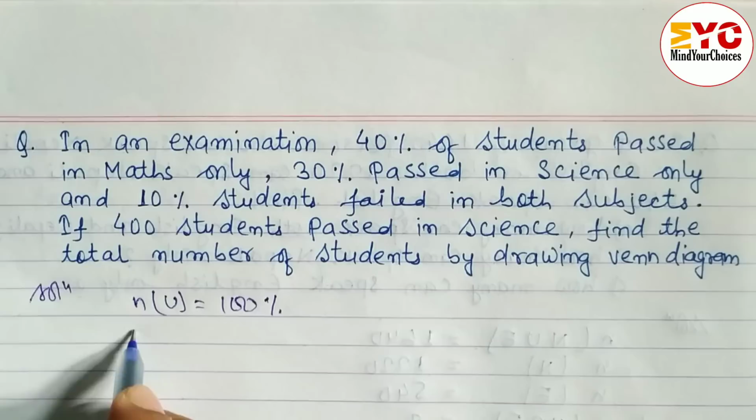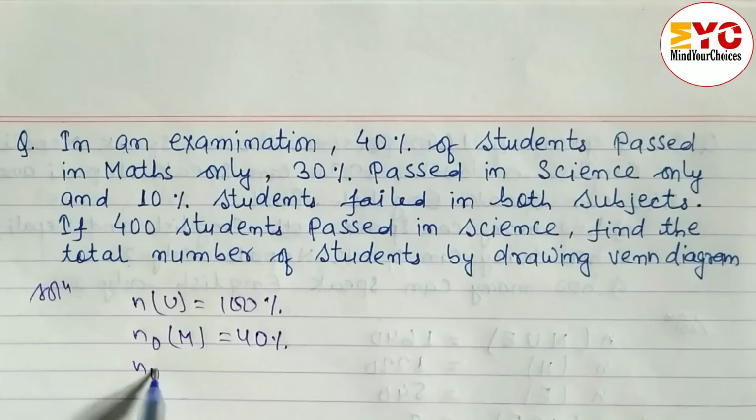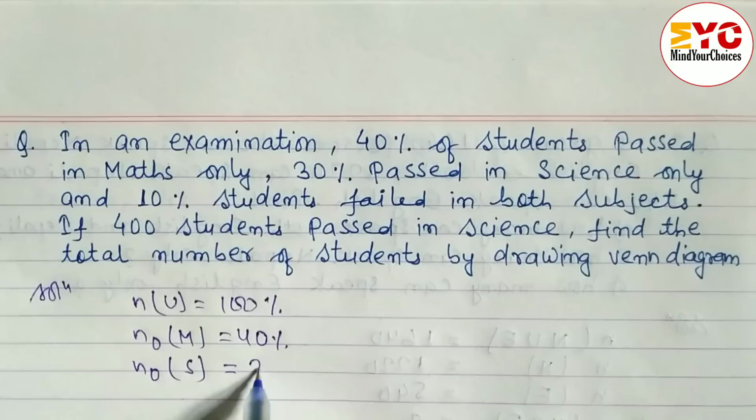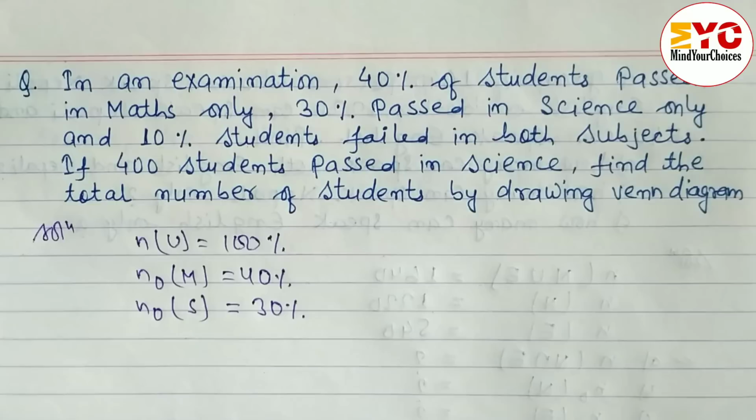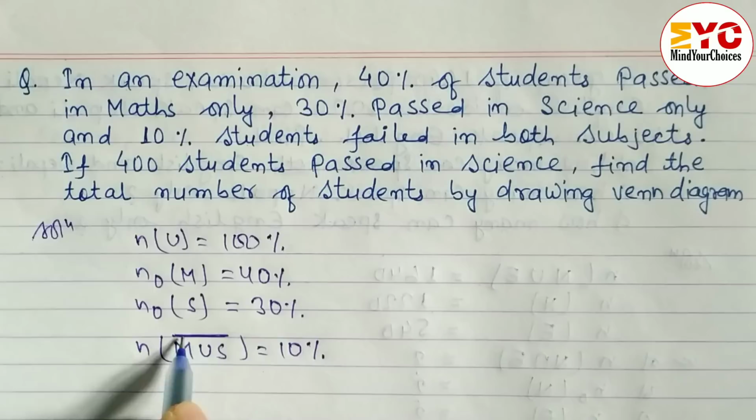After this, 40% of students passed in math only, so we can write n(only M) is equal to 40%. Similarly, 30% passed in science only, so the number of students who passed in science only is equal to 30%. Similarly, 10% of students failed in both subjects. Failed means union complement, so we can write n((M union S) complement) is equal to 10%.